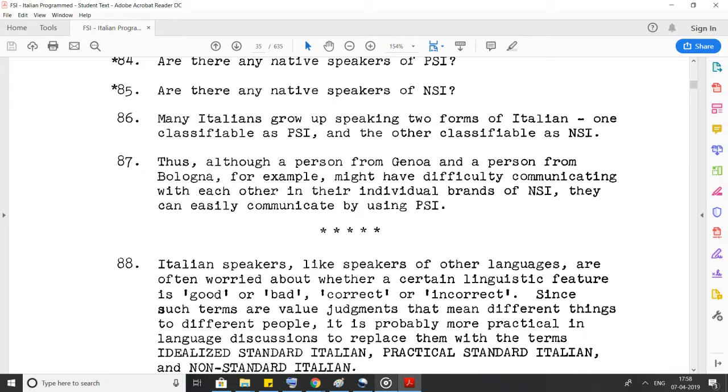Italian speakers, like speakers of other languages, are often worried about whether a certain linguistic feature is good or bad, correct or incorrect. Since such terms are value judgments that mean different things to different people, it is probably more practical in language discussions to replace them with the terms idealized standard Italian, practical standard Italian, and non-standard Italian.